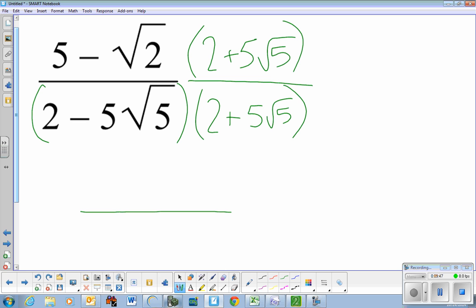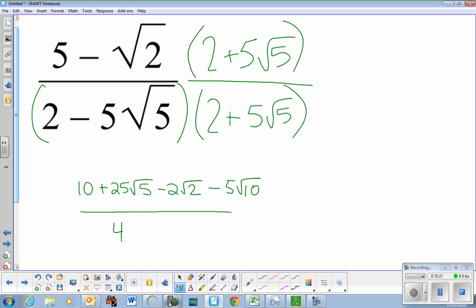So let's do the top first. When we FOIL the top, I get 5 times 2 is 10. I get 5 times the square root, 5 times 5 square root of 5 is 25 square root of 5. Negative square root of 2 times 2, negative 2 square root of 2, minus 5 times the square root of 2. All right, that's square root of 2, 5 square root of 5, 5 square root of 10. On the bottom, 2 times 2 is 4.